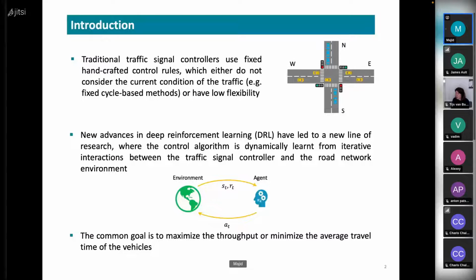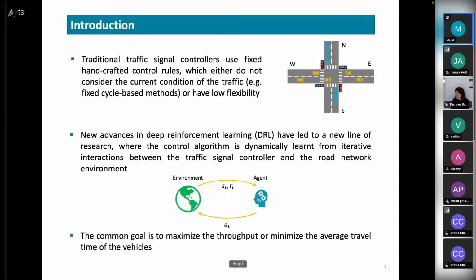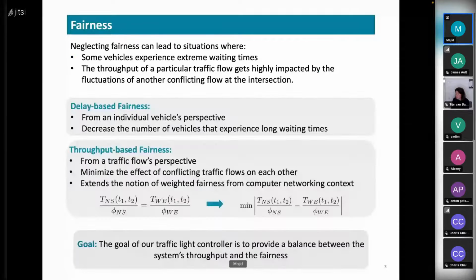One of the most common goals in these types of work is to either maximize the throughput or minimize the average travel time of the vehicles. But there's another important measure which is often neglected, and that is fairness. In other words, if we just focus on maximizing the throughput or minimizing the delay, we will have situations where some vehicles experience extreme waiting times, or, for example, the throughput of a particular traffic flow, for example the west-eastbound, will be heavily impacted by small fluctuations of another conflicting flow.